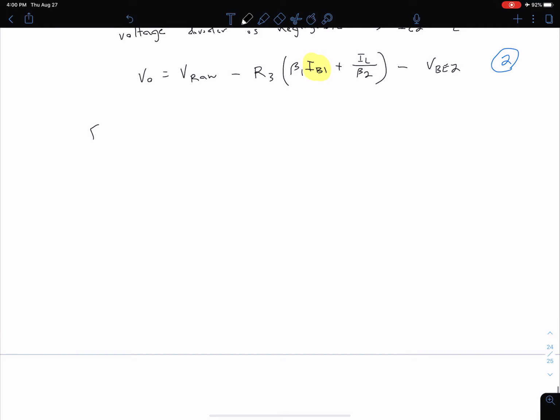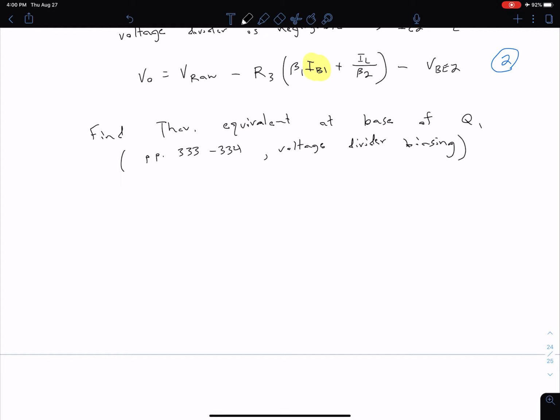So let's say we want to find our Thevenin equivalent at the base of Q1. If you want to see more details on this, you can look in Neiman. He has a pretty good description of this, 333 to 334, when he's talking about voltage divider biasing. I'll just briefly sketch out the idea here so you have some clue where this is coming from if this doesn't sound familiar.